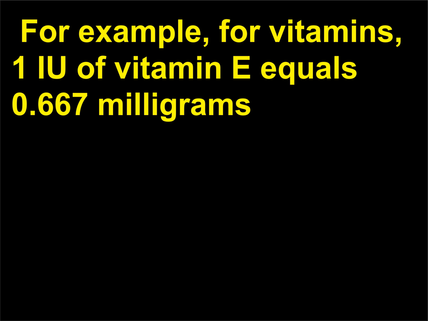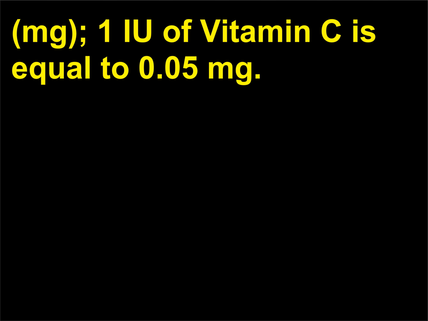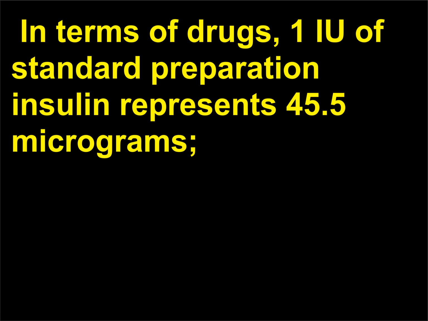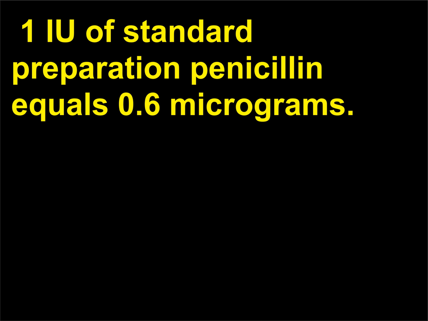For example, for vitamins, 1 IU of vitamin E equals 0.667 milligrams, mg, 1 IU of vitamin C is equal to 0.05 milligrams. In terms of drugs, 1 IU of standard preparation insulin represents 45.5 micrograms. 1 IU of standard preparation penicillin equals 0.6 micrograms.